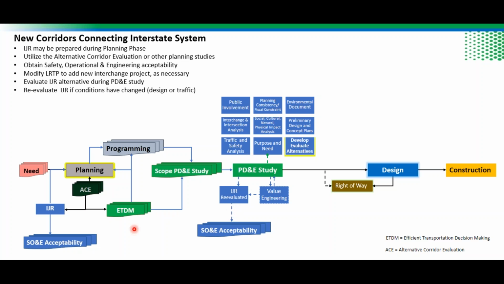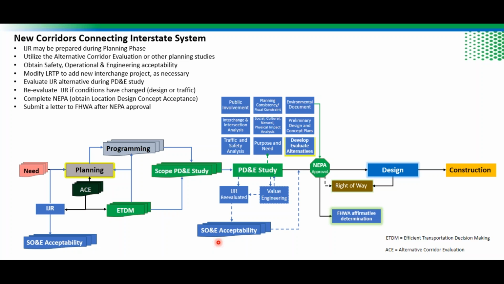So there are two ways. If there's no change, then we can move to finalize the environmental document and approve NEPA. If there's a change, then we can update the SO and E acceptability and then complete NEPA. Keep in mind that the NEPA approval will not occur until we have the SO and E acceptability determination done. So for us, that's a check. That's a question which we ask for any interchange project: do we have the SO and E acceptability determination? Then after that, of course, the district IRC will submit a letter to FHWA for IR approval after NEPA is completed.